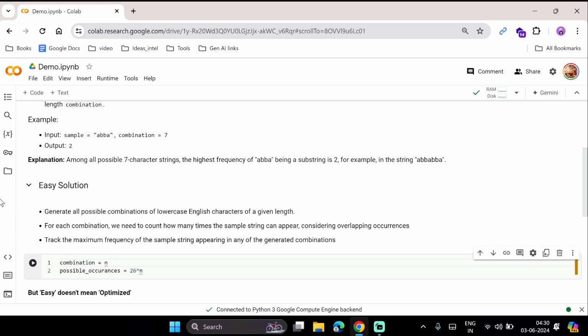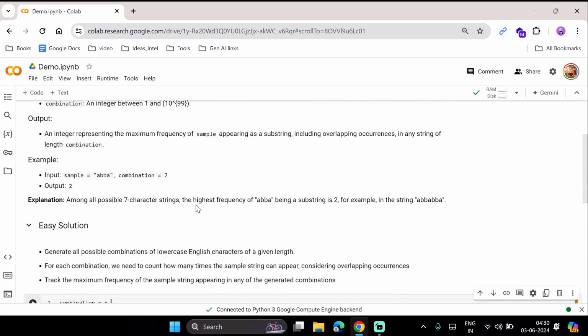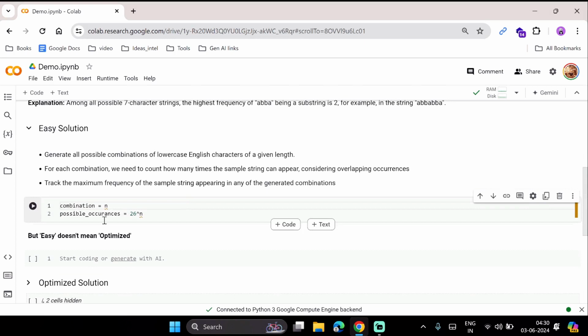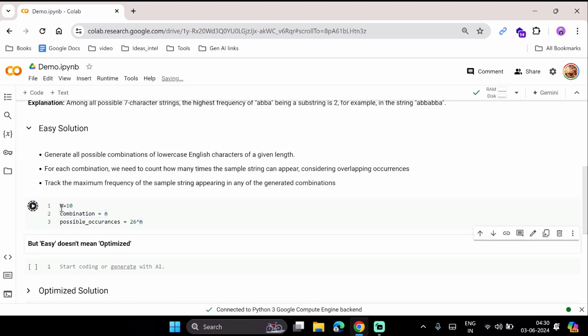So now, if you remember, I said there are a few constraints, like what would be the combination integer? It can be an integer between 1 and 10 to the power 99. So it can be a very large integer. If I just say n equals 10 or 20 even, do you know how big this number can be? Let's just assume n equals 10. Then what would be 26 to the power 10?